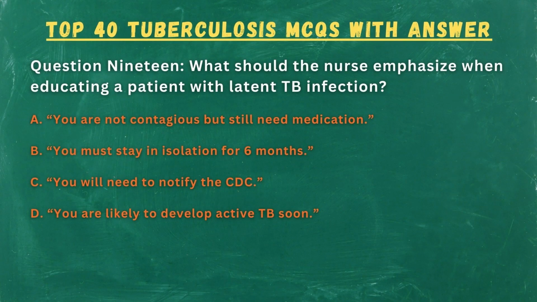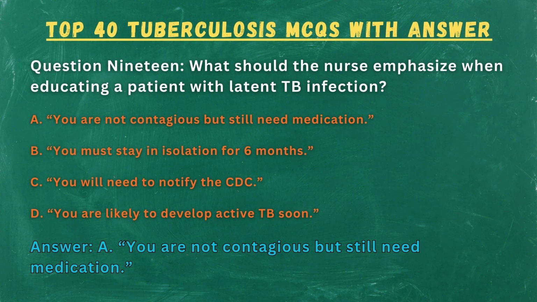Question 19. What should the nurse emphasize when educating a patient with latent TB infection? A. You are not contagious, but still need medication. B. You must stay in isolation for 6 months. C. You will need to notify the CDC. D. You are likely to develop active TB soon. Answer. A. You are not contagious, but still need medication.